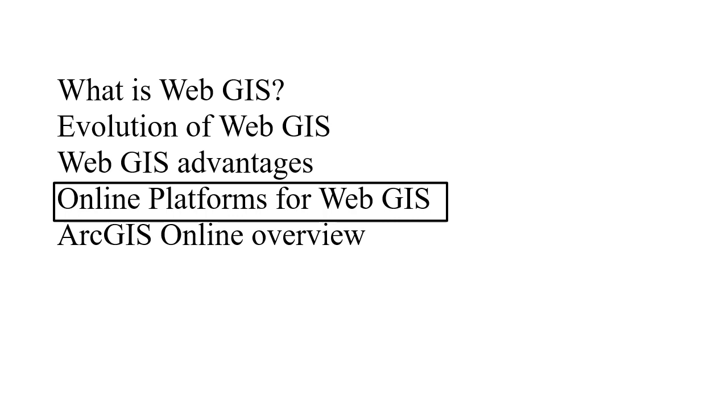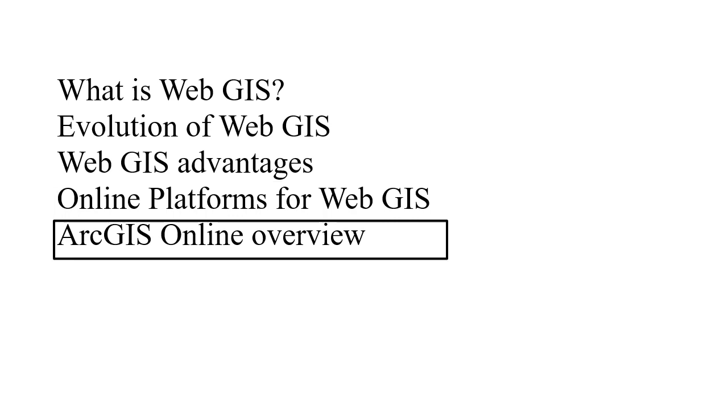We will discuss the online GIS only, ArcGIS Online. But other platforms like Google Earth Engine, Google Maps, the Map Server, Mango, and QGIS are also very nice for our WebGIS work. Then, for the ArcGIS Online overview, in the next part we will discuss something related to Google Earth and Google Maps, and we will discuss the ArcGIS Online overview.